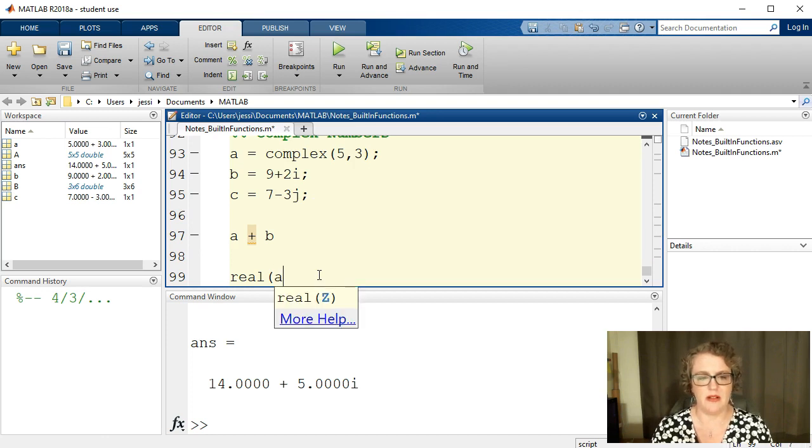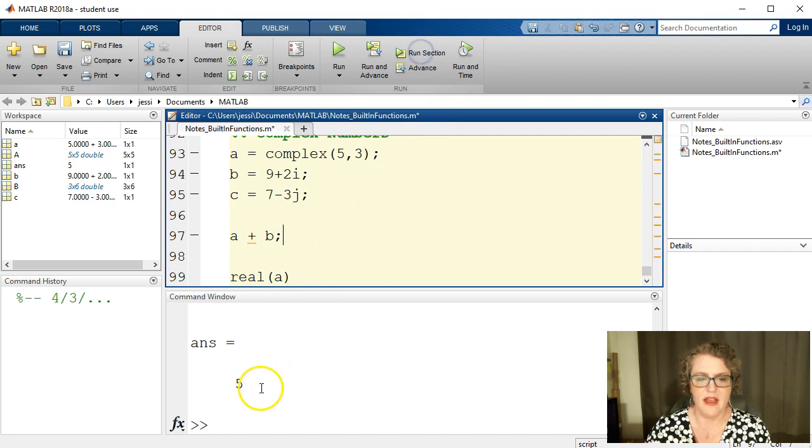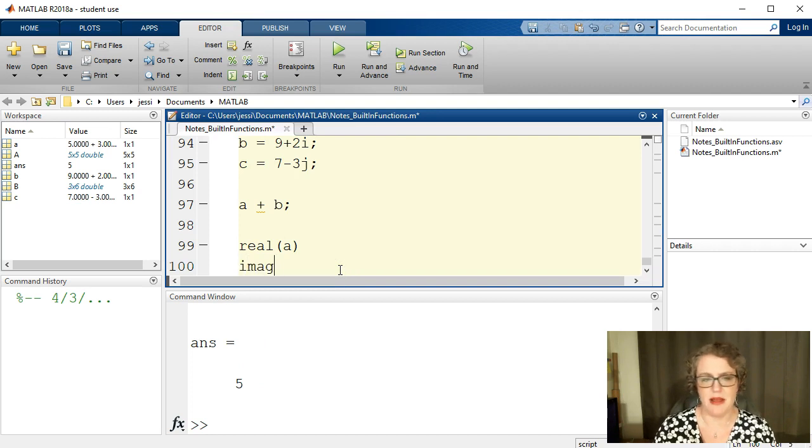We can do real(A). Tell me the real part of the number called A. And it's going to report just the real part or just the imaginary part. Let's say imag(A) instead. So if A equals 5 plus 3i, the imaginary part is the 3, not the i. The 3 is the imaginary coefficient.